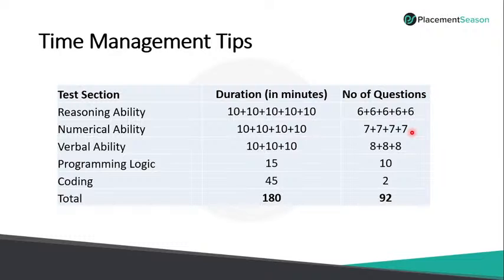So divide your entire time into 10 minutes each, and you can answer 6 questions in 10 minutes in reasoning ability, 7 in numerical ability and verbal ability. In programming logic, I have not classified since it is only 10 questions with 50 minutes. You can easily track the timing. So the major problem will be in the reasoning ability and numerical ability. So 6 and 7 for reasoning and numerical ability.